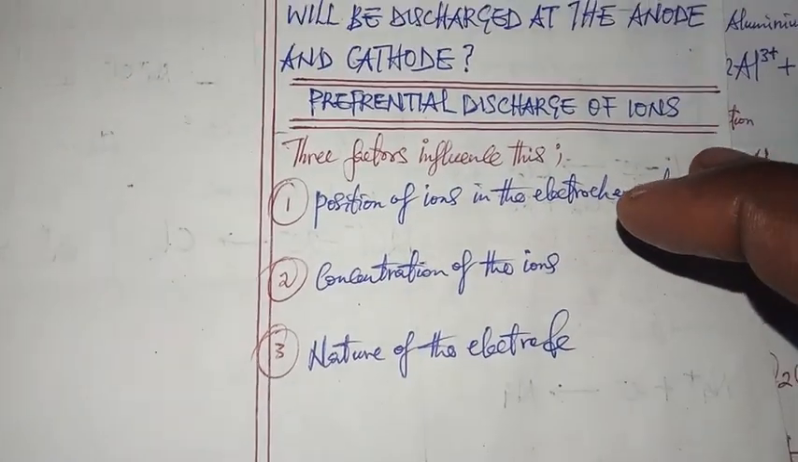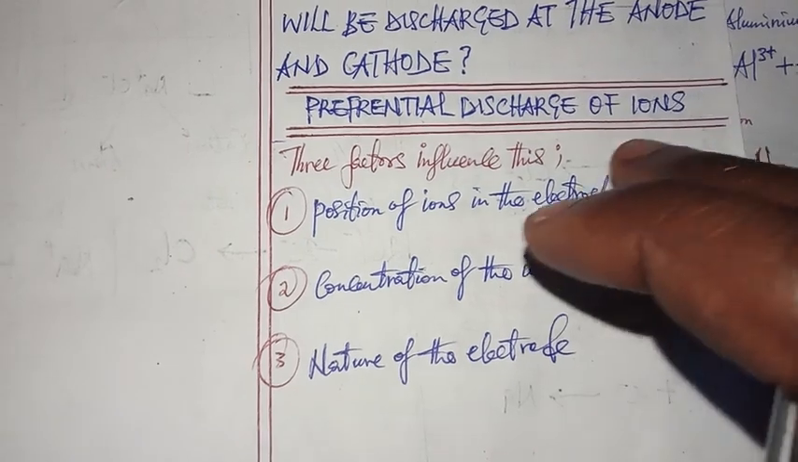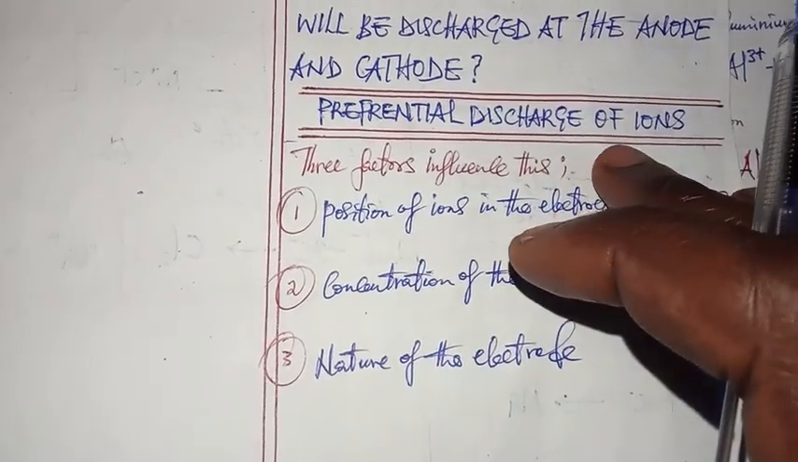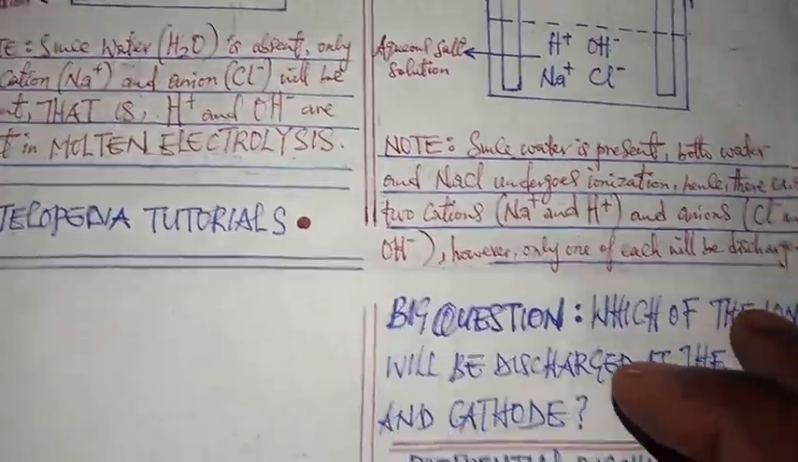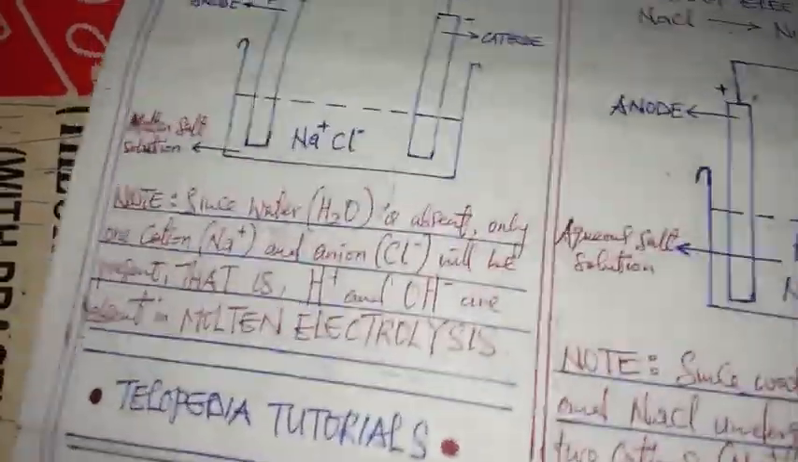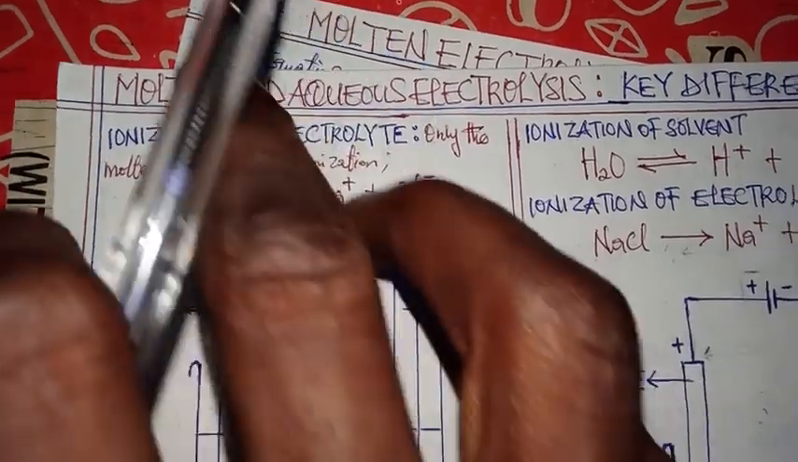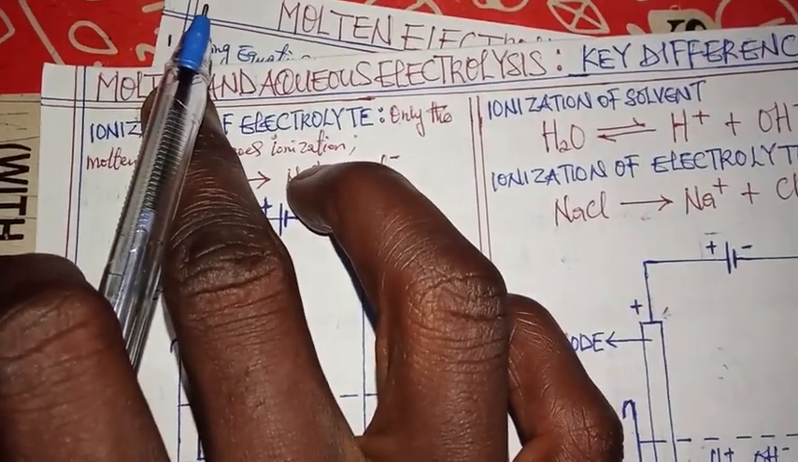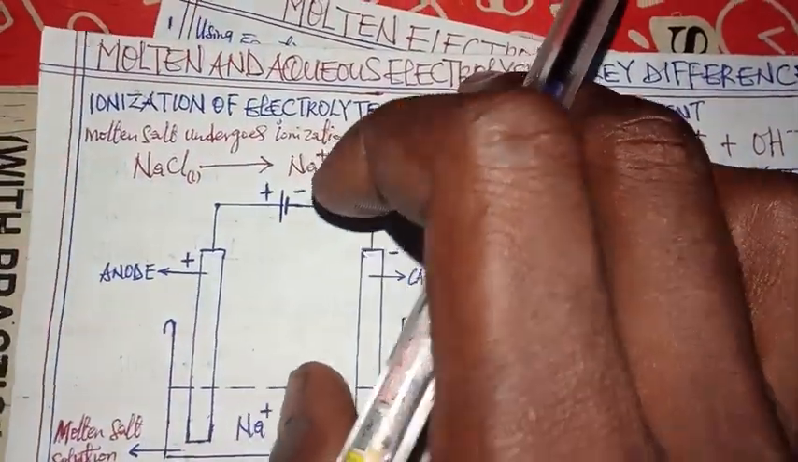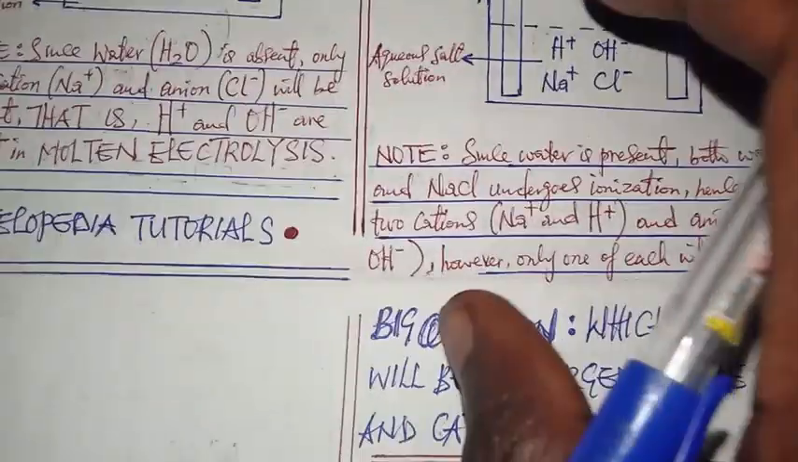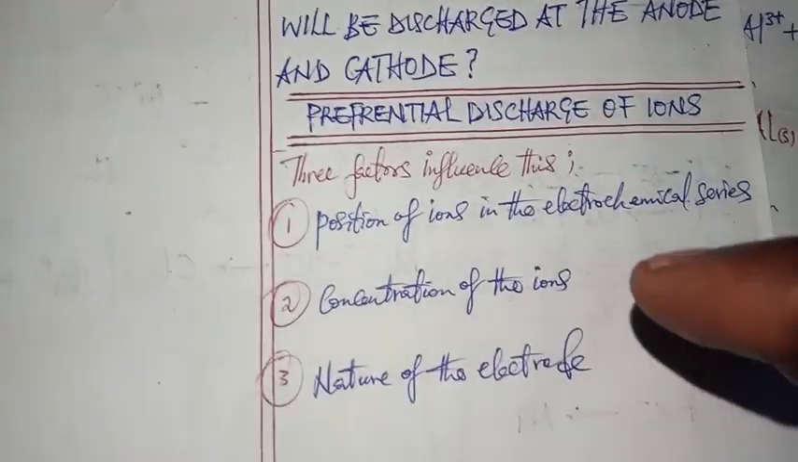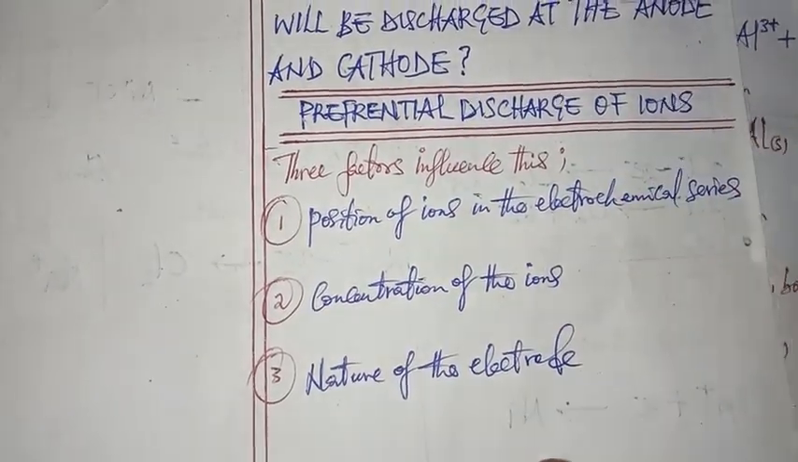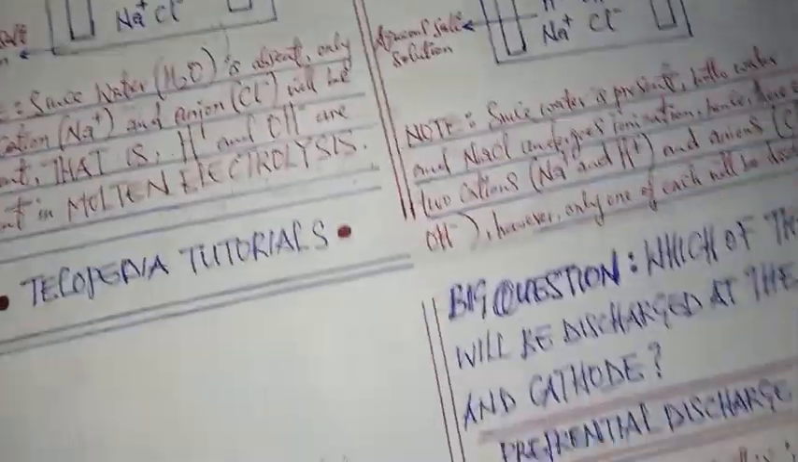And we said that these are the three factors that influence preferential discharge of ions. So from here, we'll be looking deeply into some questions as regards to molten electrolysis, and later on we can come back to aqueous electrolysis, where we are going to enumerate on these three factors.